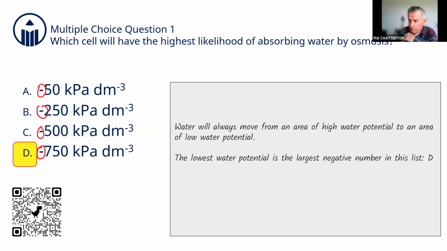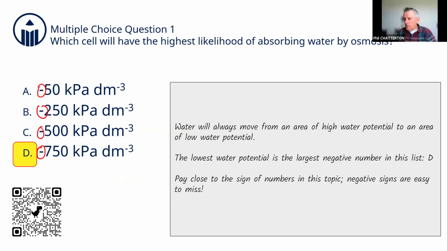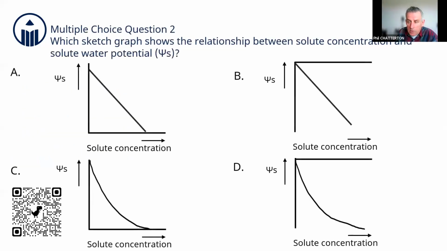So the answer is D. Pay close attention to the signs of numbers, particularly in multi-choices. They're very small and very easy to miss, these signs. And of course, they're on a negative scale for the reasons that we've described in the previous question. Thank you for your responses. I'm seeing mainly correct answers for that question now, which is great to see.